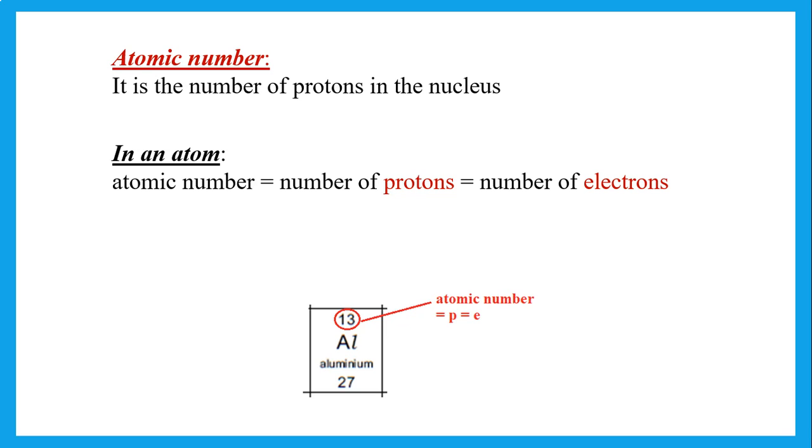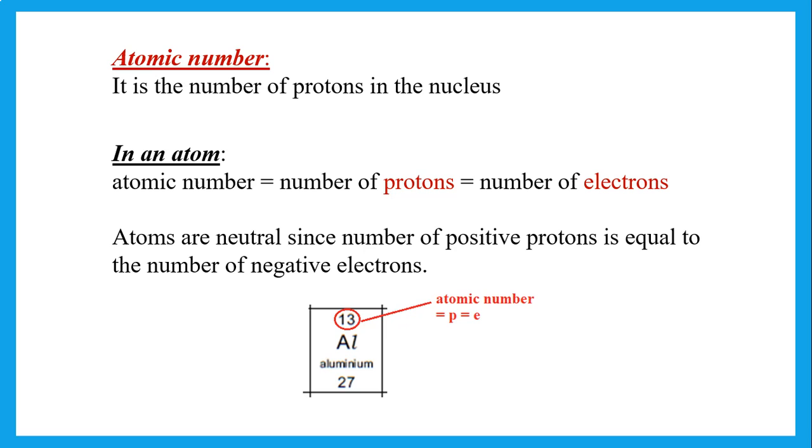If we're defining what is atomic number, it's the number of protons. And then if we're talking about an atom and we're saying, okay, what is the number of electrons? It is the same as the number of protons. So if the atom has equal number of protons and electrons, and protons had which charge? Protons were positive, electrons negative. So overall we say atoms are neutral. Why is an atom neutral? Because it has equal number of positive protons and negative electrons.